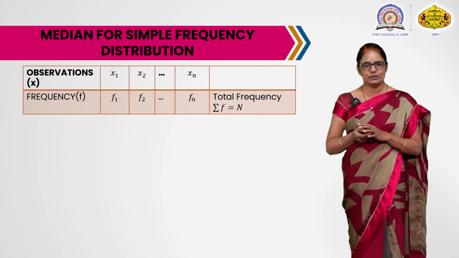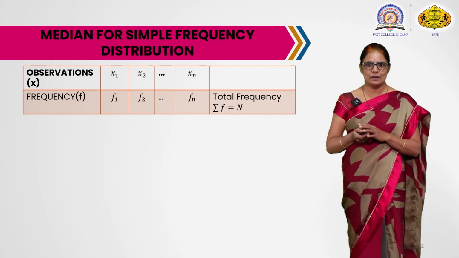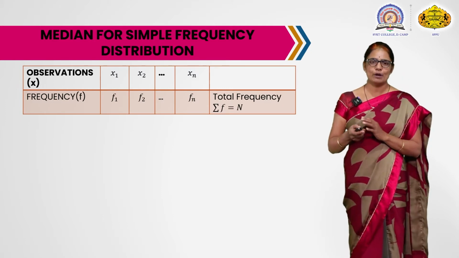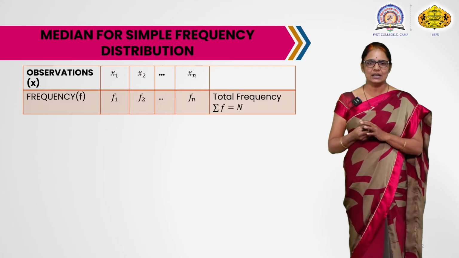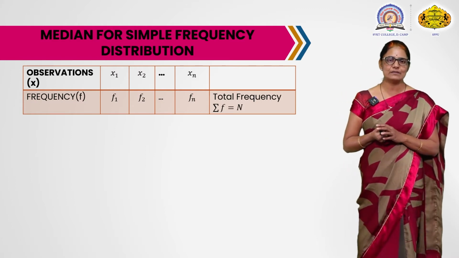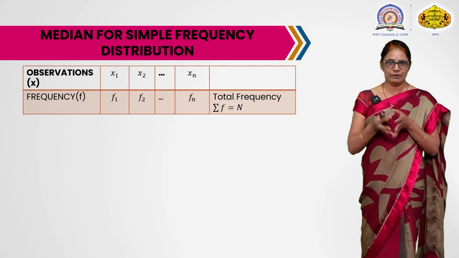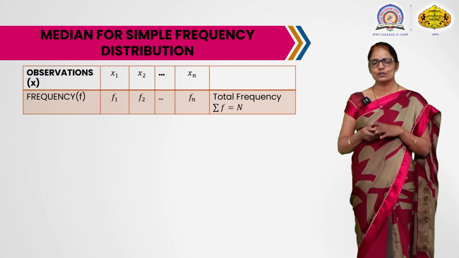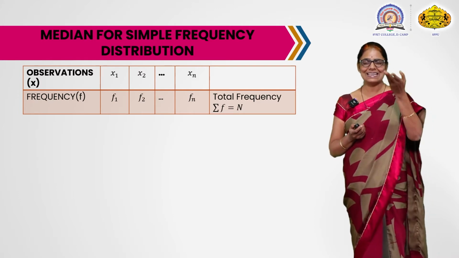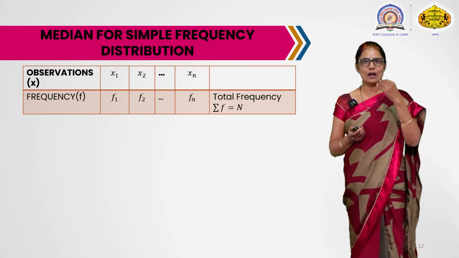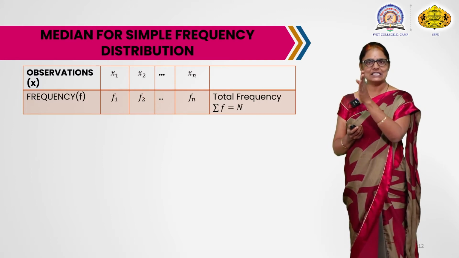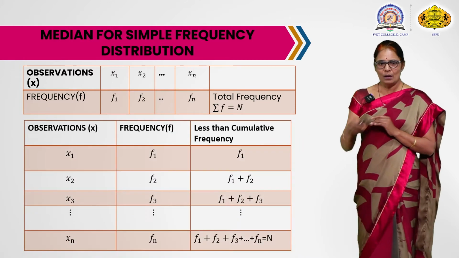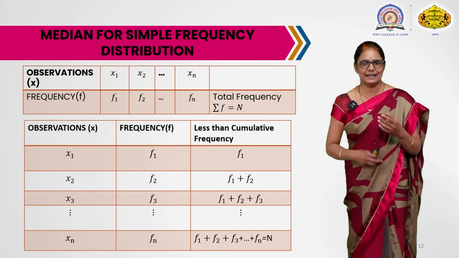So in this case also the total frequency is capital N. The formulas remain similar to the previous ones, because what is the change here? Here the first observation, x1, occurs f1 times, x2 occurs f2 times, and so on. And here the total frequency is capital N. In the last case, if you observe, each observation occurs only one time, so the total frequency is small n. So the formula remains the same here. But in this case, suppose I want to find the median.